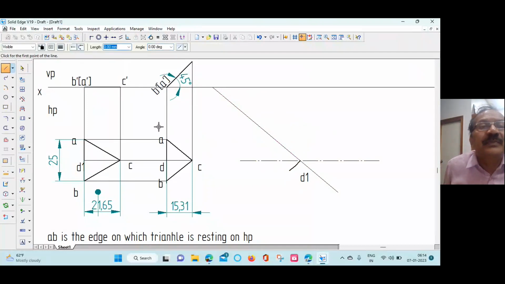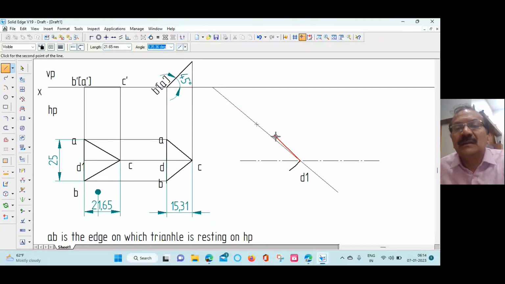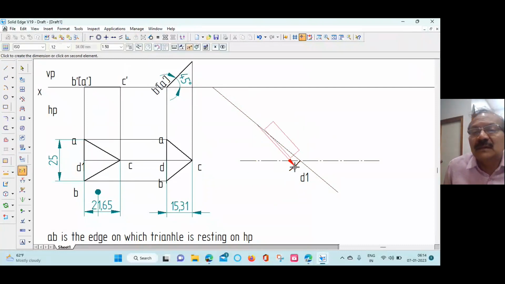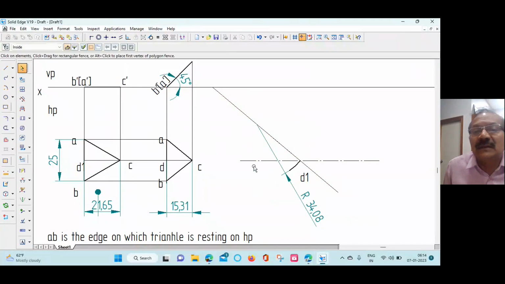There's a mistake. Go to line command. From this point, draw one line of 21.65. 21.65. Enter. What is the length? 34? This is wrong. We should take 21.65. Somehow we have taken 34. So what I do is I'll delete everything and do it again. Okay.